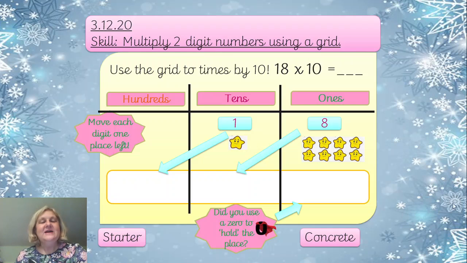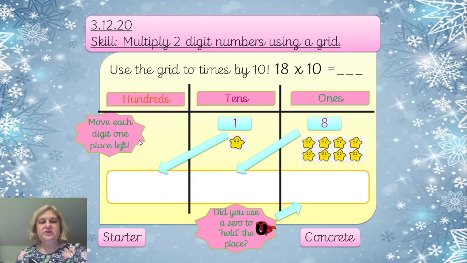This morning we are going to be multiplying two-digit numbers using a grid, and the first thing we're going to have a look at is a little starter. This is something that we've been doing earlier in the week, and this first one is to use the grid below, 2 times by 10. We've got the number 18, which we're going to times by 10, and you've got to try and think of the answer.